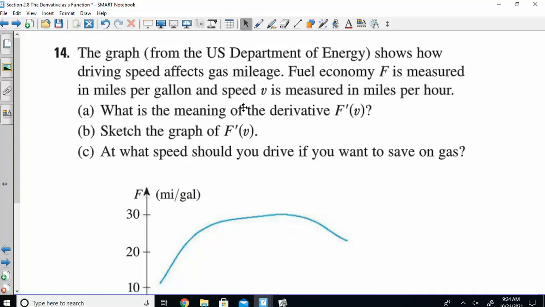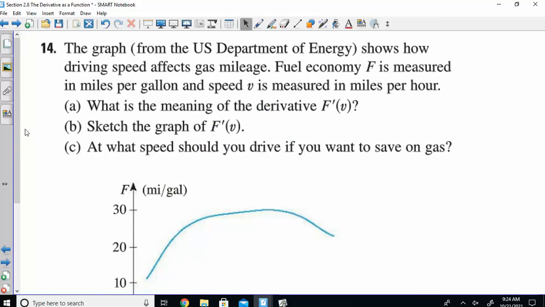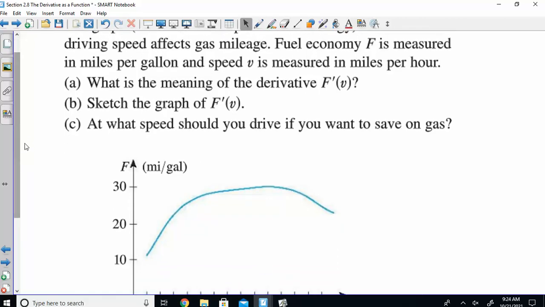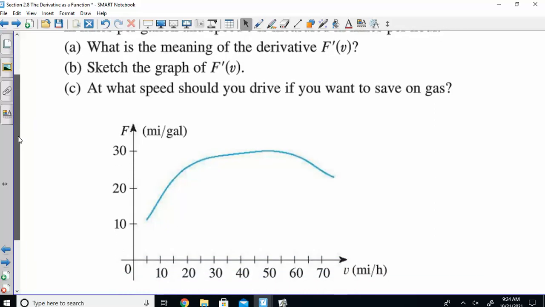So we're going to do problem 14 out of the homework. So this graph shows how driving speed affects gas mileage. The fuel economy is measured in miles per gallon and speed is in miles per hour. So part A, you're telling me in words, what is f prime of v?